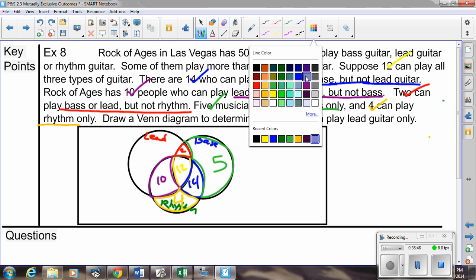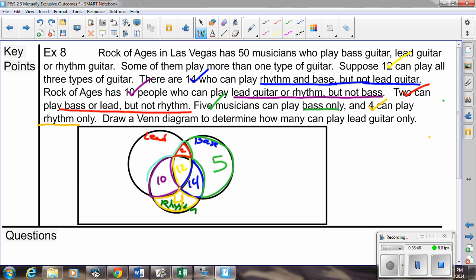And I'll go with this teal color. So how many are only lead? Well, here's the big part. We know that there are a total of 50 people. So when we add up all these sections that don't overlap, the total number has to be 50. Let's start adding up the pieces that we have. 12 plus 14 plus that 10, 5, 4, and the 2. If we add them all up, we'll get how many people we've already accounted for.